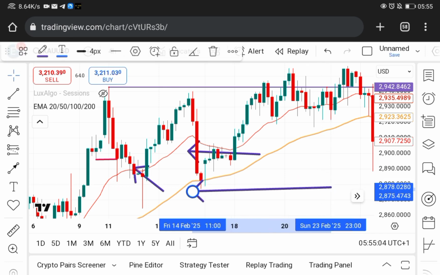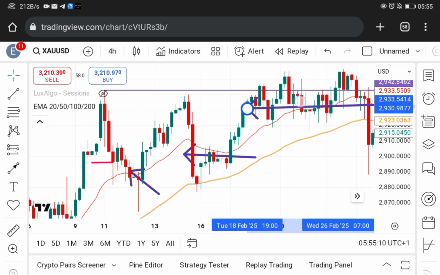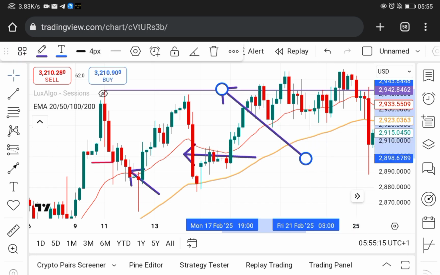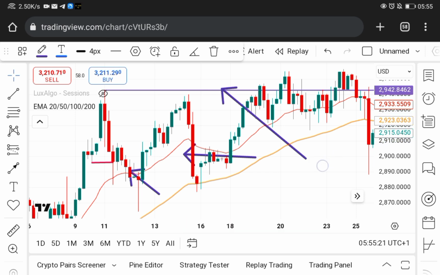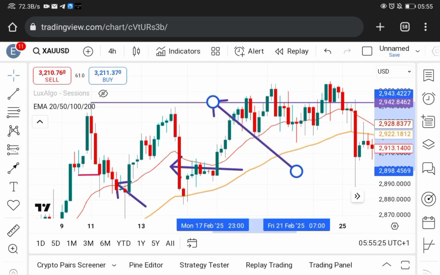For it not to come back and grab this low is to say that this one was a failed setup. No strategy is 100%, but the only thing you should take home is, once you take one winning trade, you should be able to cover your 2 weeks of losses. So this one here was a failed setup. Then you keep looking for another one.